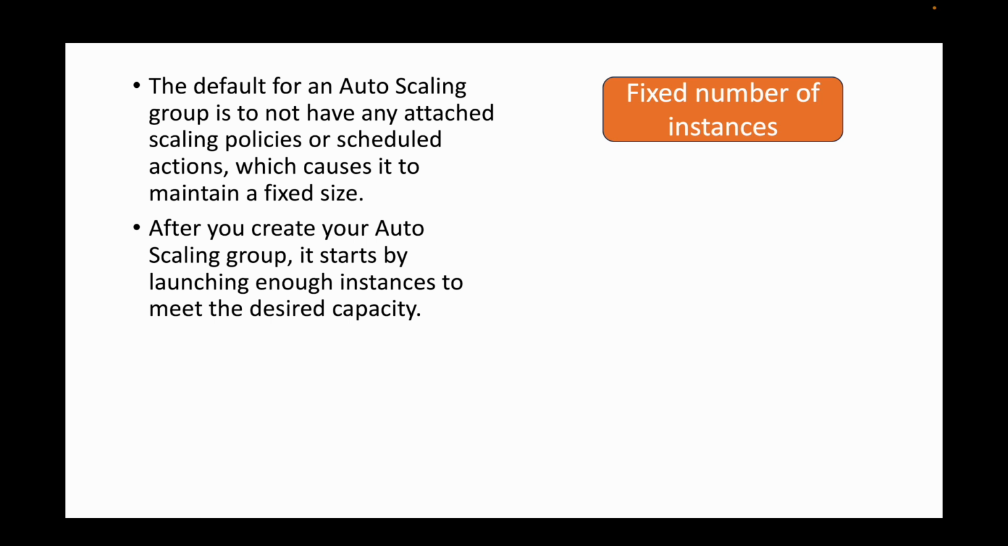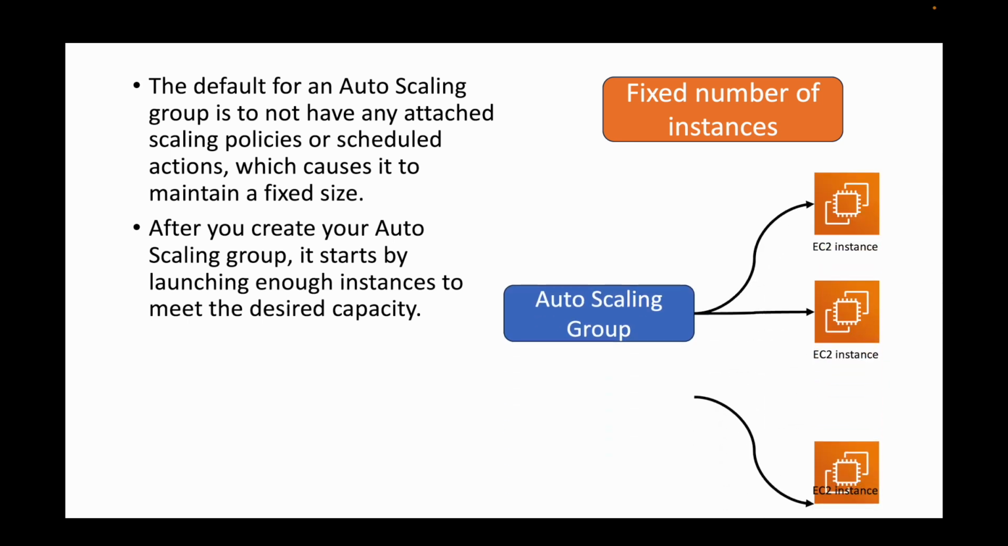So after we create our auto scaling group, it starts launching enough instances to meet the desired capacity. So here we will specify the capacity as to how many instances you want, and your auto scaling group will start launching that many instances, and then it will maintain those instances for us. So let's say I want 3 instances. The auto scaling group will maintain that number of instances for us.